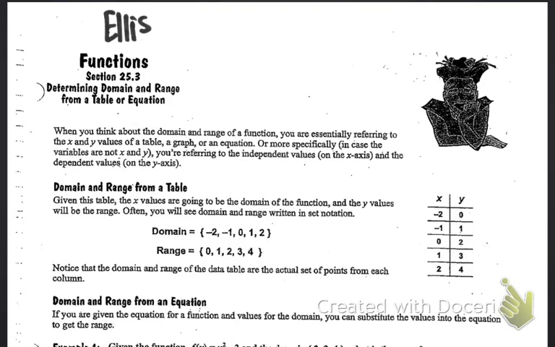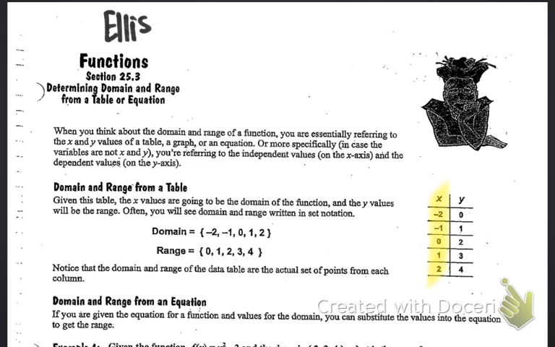So today we're going to look at determining domain and range from a table or an equation. Yesterday we talked about what domain and range is. And just to remind ourselves, we decided that our domain was our x values and our range were our y values. So let's take a look at the table that's on our notes today.